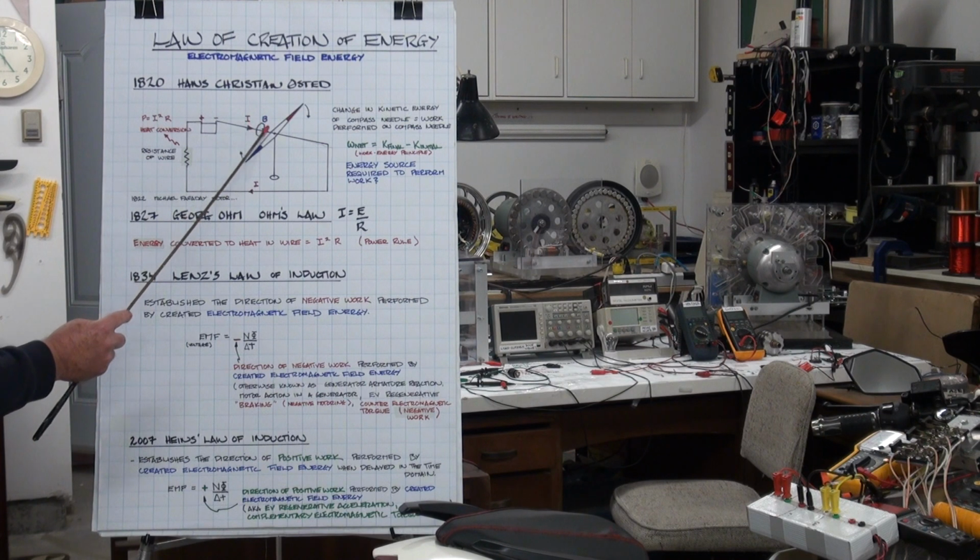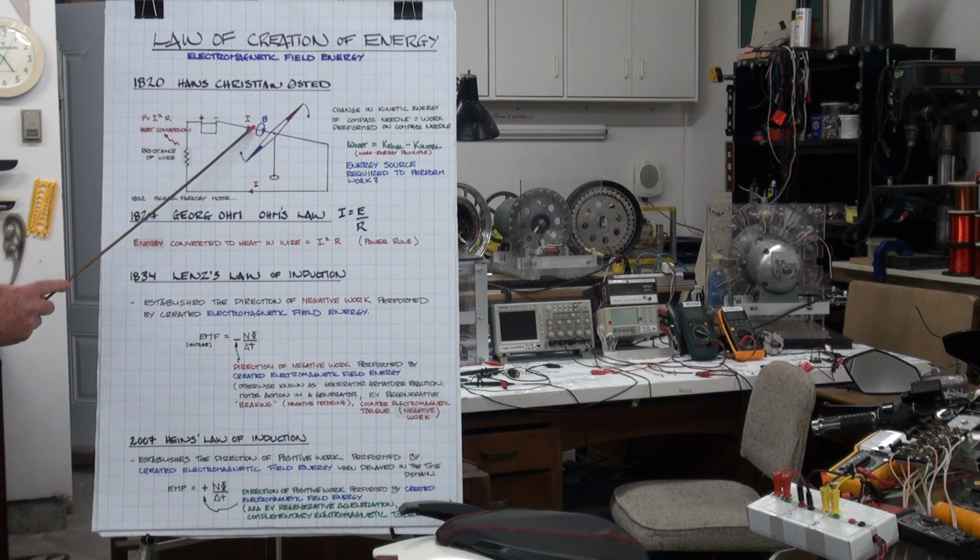The magnetic field that's created around the wire, there's no energy conversion in producing that magnetic field. This magnetic field energy is the essence of the law of creation of energy that was discovered in 1820 by Hans Christian Ørsted.